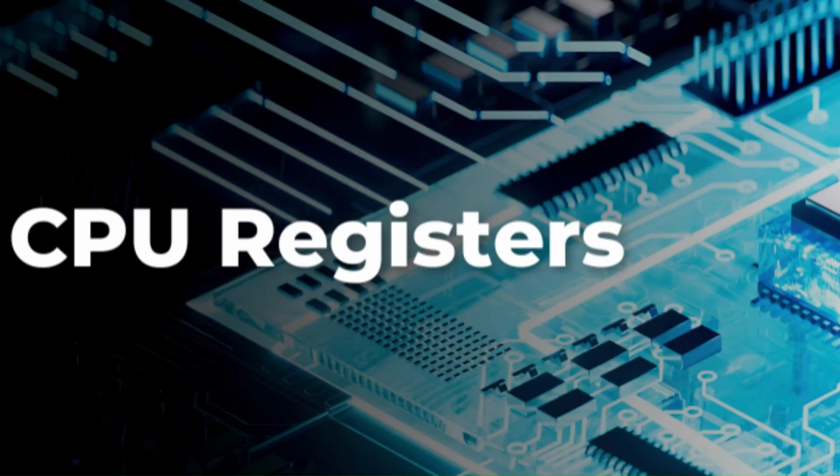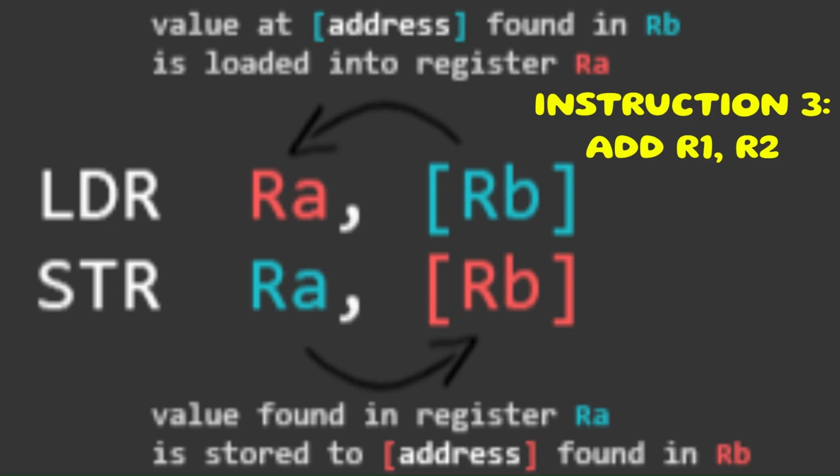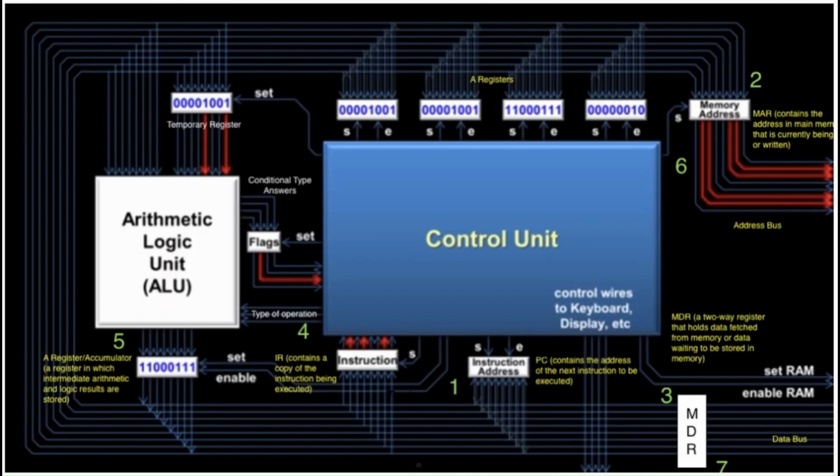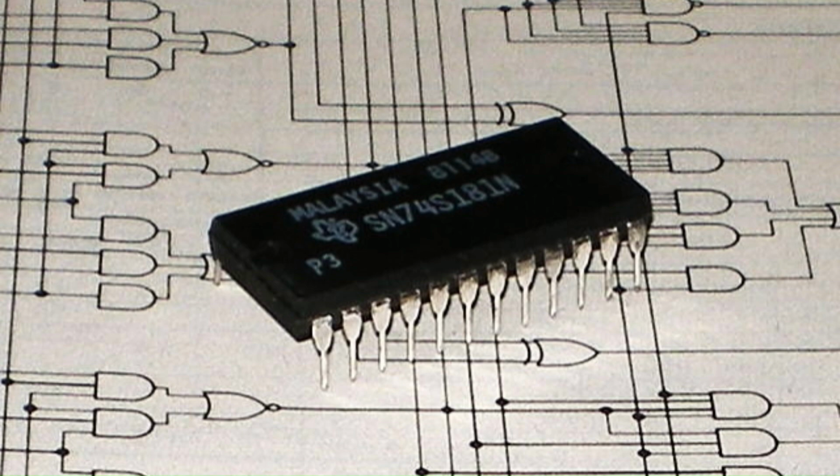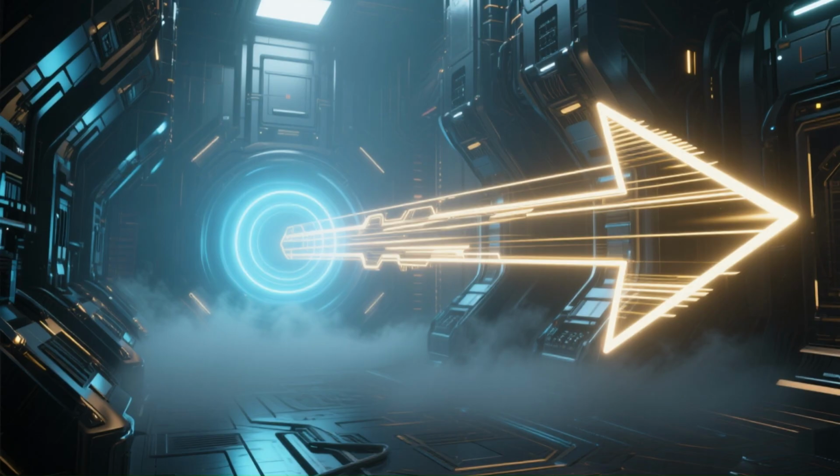Now, both numbers are in the CPU's superfast temporary memory, the registers. Instruction 3. Add R1, R2. For the add instruction, the decode step tells the CU to use the ALU, the arithmetic logic unit. The CU sends the values from R1 and R2 into this unit. Inside the ALU, a massive, intricate web of tiny switches called transistors flips on and off according to the rules of binary math. In a nanosecond, the addition is complete, and the result, 8, is placed back into register R1.